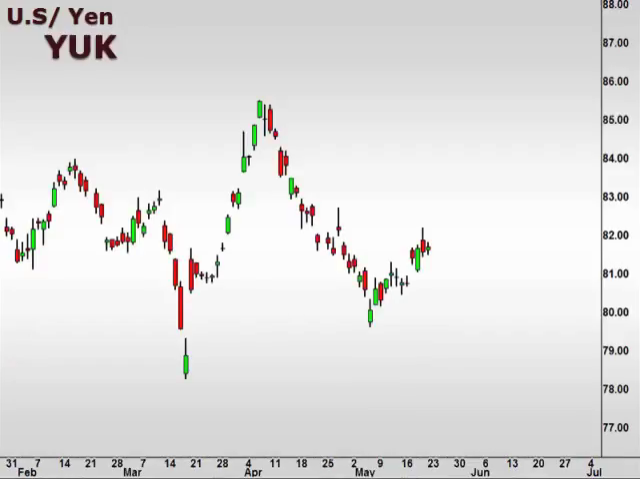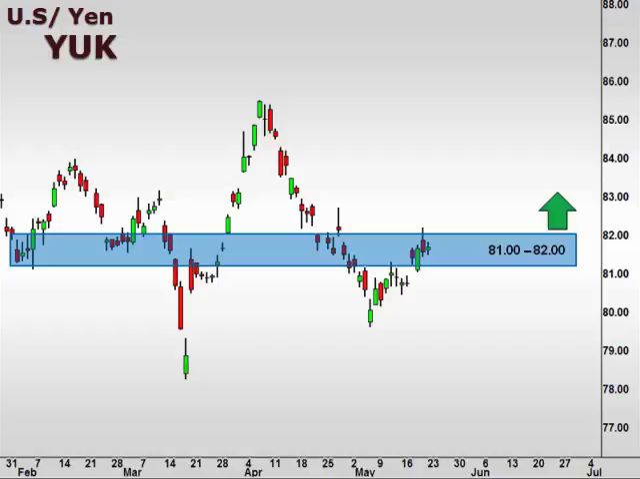Let's take a look at the U.S. dollar versus the Japanese yen as seen here in the ISE FX Options pair value YUK. Well, the YUK spent most of last week consolidating within the 81.82 focal zone. A break above 82 confirms a continuation of the current uptrend. However, a break below 81 will lend credibility to a retest of 79.80.